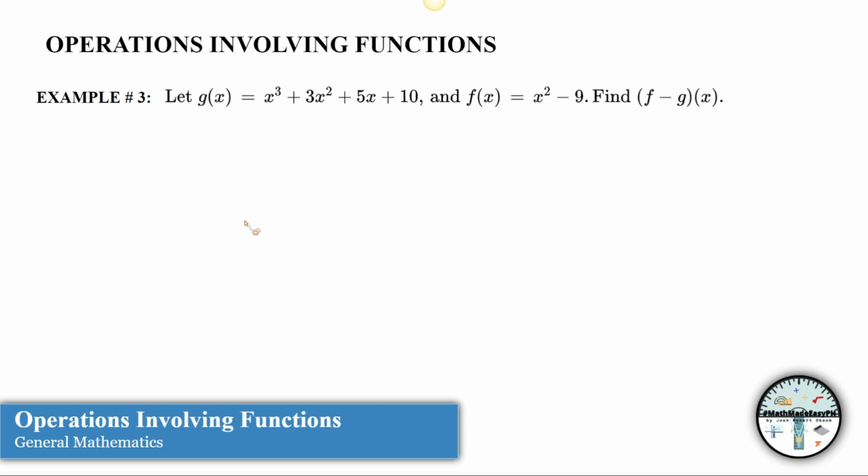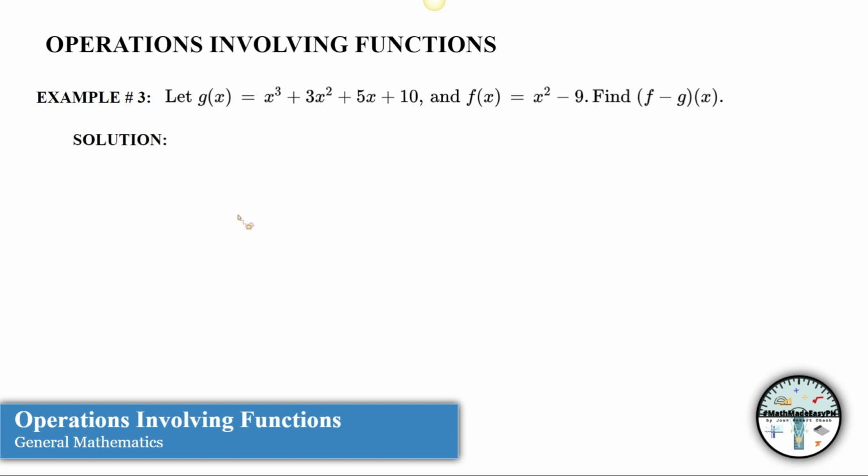Okay. So let g of x equals to x cubed plus 3x squared plus 5x plus 10 and f of x be equal to x squared minus 9. Find f minus g of x. Okay. So, kung gusto niyo mag-answer, pwede niyo i-post. Kung ayaw niyo, wag na lang. Okay? But anyways, let's go to the solution.